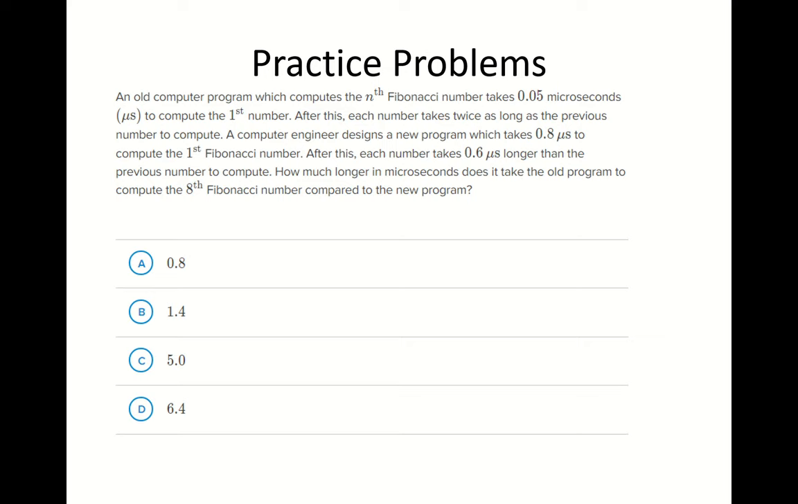I did kind of rush through that problem. Does anyone have any questions on that?